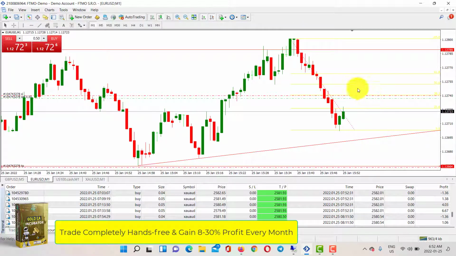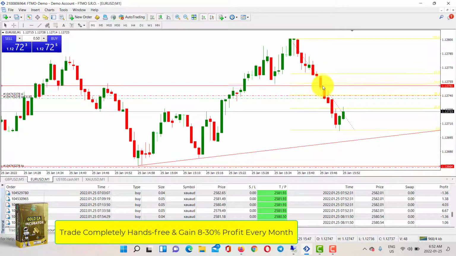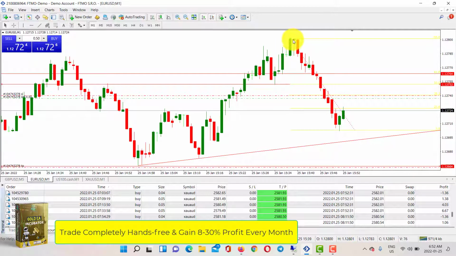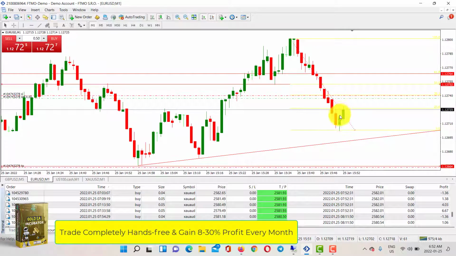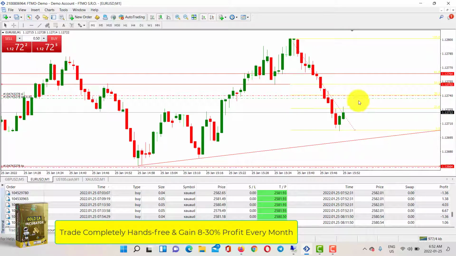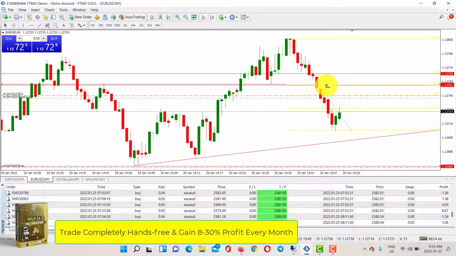And we have our 50%, 60%. So let me show you where we have our golden zone. It's here and here, after you draw the Fibonacci. 50% and 60%.